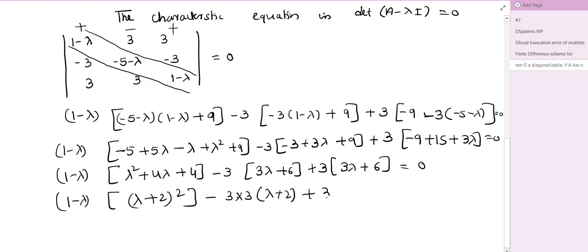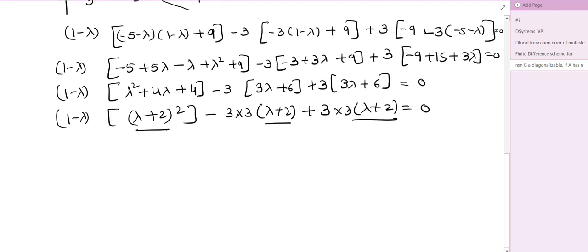Again, one more 3. If I consider lambda plus 2 out, it is lambda plus 2, which is equal to 0. You can observe that in each term we have lambda plus 2, so I can take it completely out. If I take that, here I am left with 1 minus lambda into 1, lambda plus 2, and then here minus 3 is minus 9, and here it is plus 9, which is equal to 0. So plus 9 minus 9 cancels.